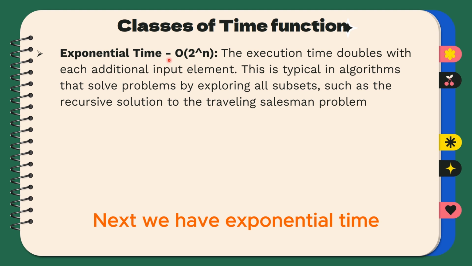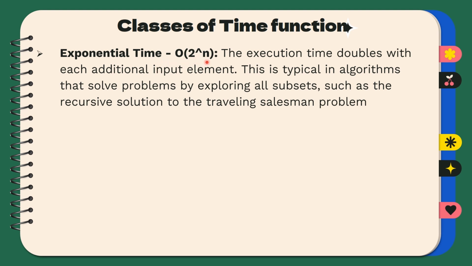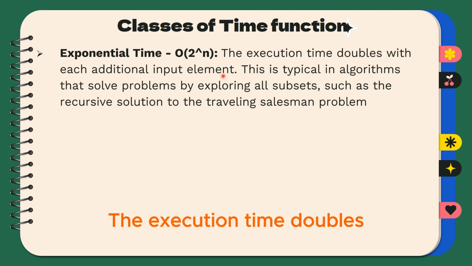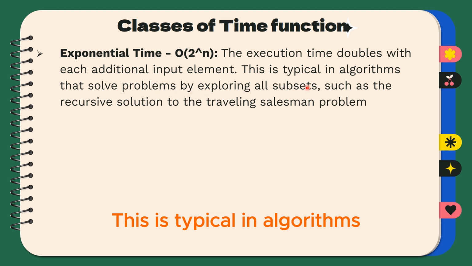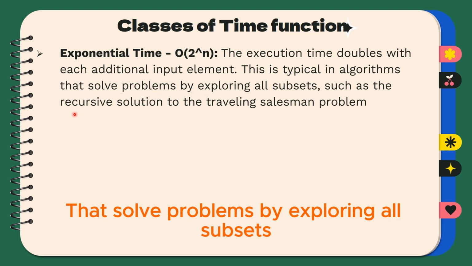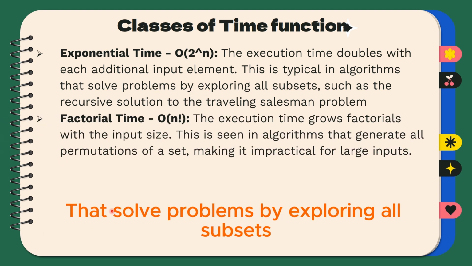Next, we have exponential time, which is represented as big O of 2 power n. In exponential time complexity, the execution time doubles with each additional input element. This is typical in algorithms that solve problems by exploring all subsets.